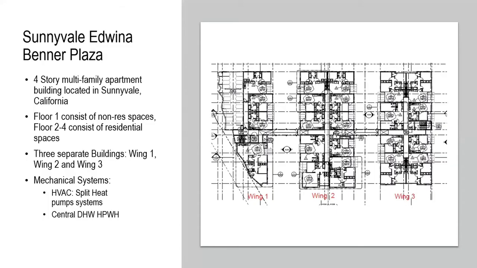So a little bit about the Sunnyvale Edwina Benner Plaza. It is an all-electric building, a 4-story multifamily apartment building located in Sunnyvale, California. The first floor consists of non-residential spaces. Floors 2, 3, and 4 are residential spaces. The building is separated into 3 wings: wing 1, wing 2, and wing 3. For mechanical systems, for HVAC, we have split heat pump systems serving each unit, and then we have central domestic hot water heat pump water heaters serving the building.